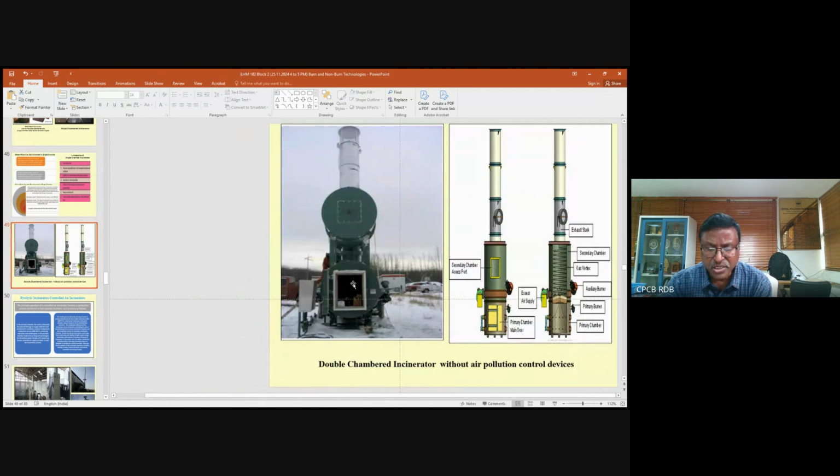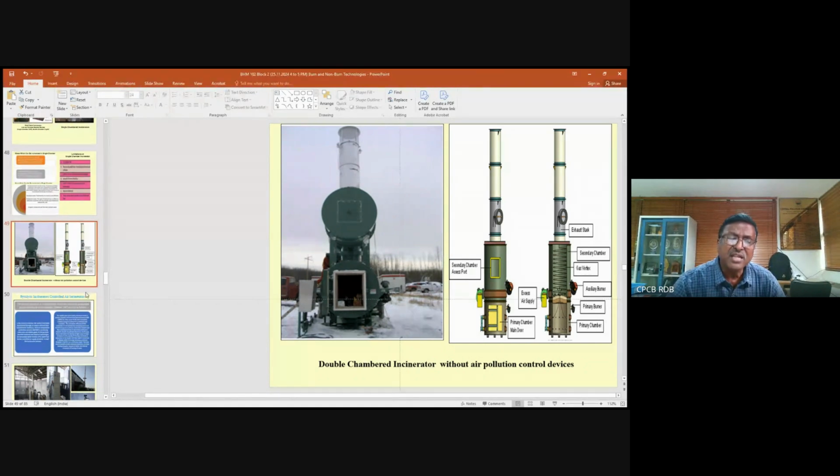Whereas the double chambered incinerator without air pollution control: here you see this is one chamber, this is the secondary chamber. Waste is fed into this primary chamber. Here, adequate temperature and air supply are provided, fuel is supplied, and the waste is incinerated. In the primary chamber, waste is converted into carbon monoxide. Here, the waste is under excess air supply. Waste is burnt using fuel and burners. Here there is no APC, so gases will go directly into the atmosphere. Therefore, a double chamber incinerator without APC is also not allowed in the country as of date.